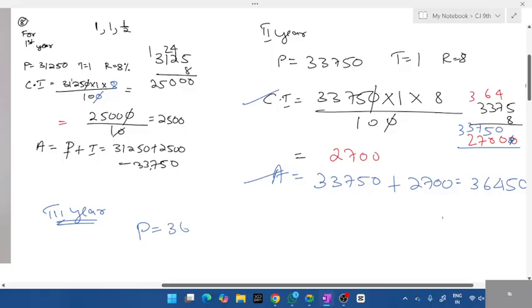36,450. Calculate the last part. Time is equals to half. Now we have to take half. Don't take 1 year. Half rate same 8%. There is no change in rate. Completed.